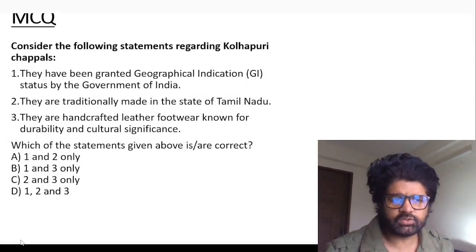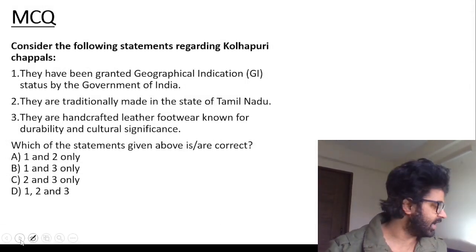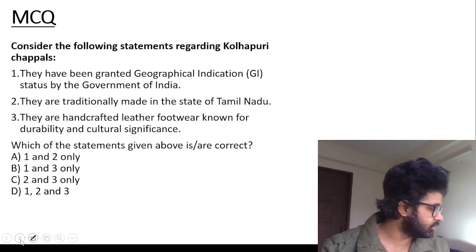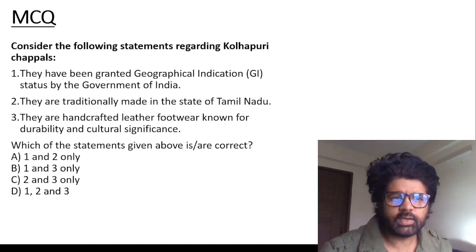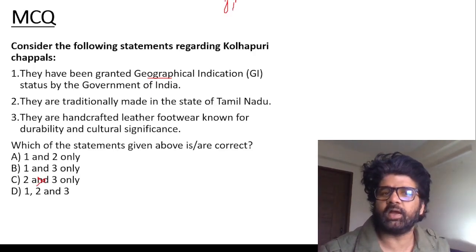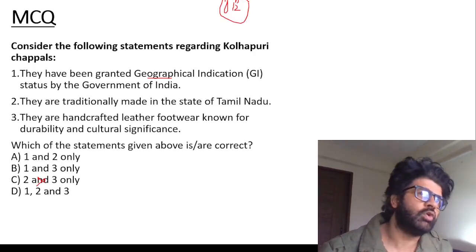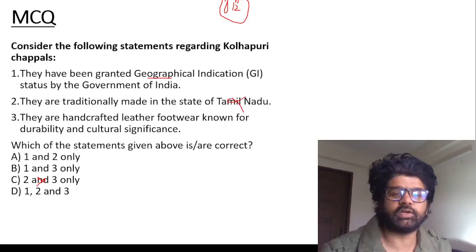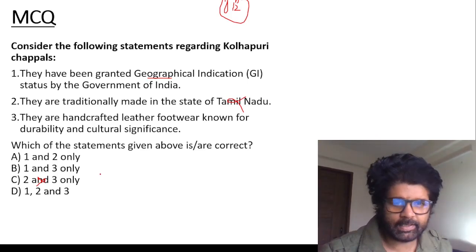Fine. The thing which is important is, let's solve some questions so that you can understand what are the things which you have to keep in mind and what are the things which you can forget about this particular article. Kolhapuri chappals have been granted GI tag. That is correct. First is correct. So that means C option is gone. Always do option elimination, guys. That is a good practice, and you people are good boys and girls. They're traditionally made in the state of Tamil Nadu. That is wrong. Maharashtra. So second is wrong. If second is wrong, eliminate second. You got the answer.